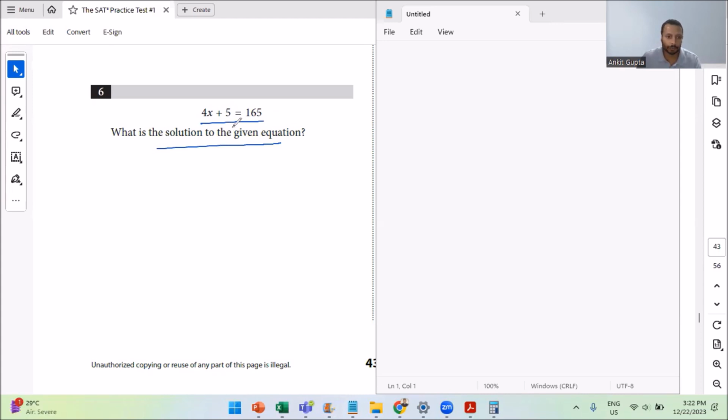Whenever we have to solve this kind of equation, we need to make sure that all the variable terms should be on one side, let's say on the left hand side, and all the constant terms should be on the right hand side.